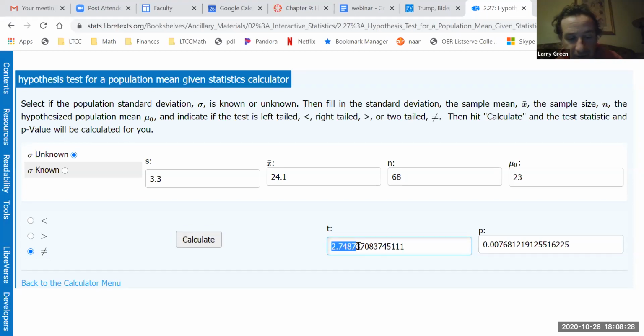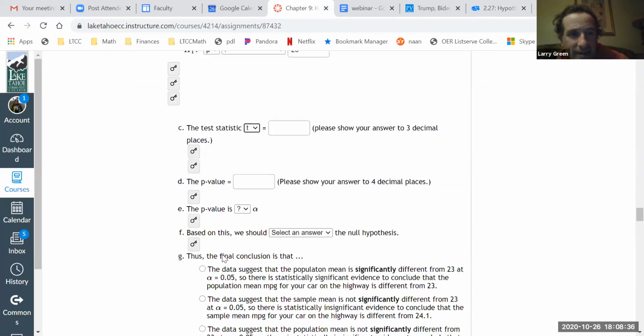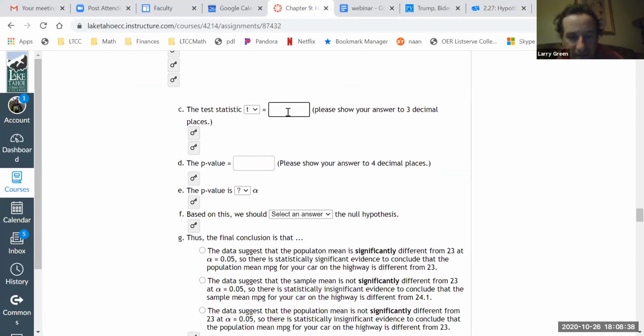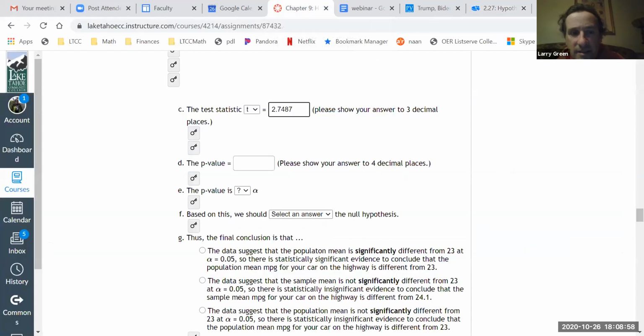So let's grab 4 decimals. Might ask for 3. You could always do more on the homework, by the way. Okay, and then let's do the p-value. And the p-value is 0.007681. Just grab a bunch of them. Any questions so far?